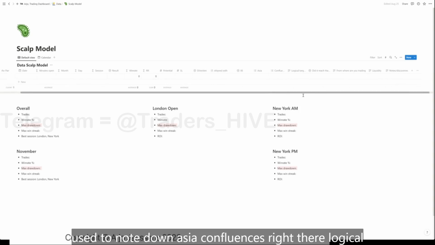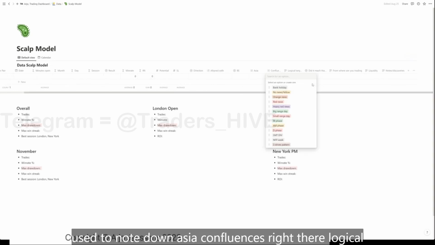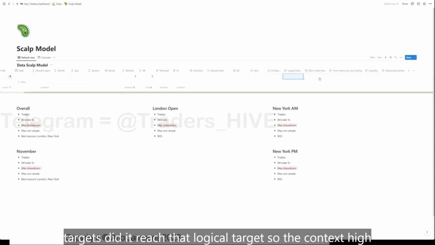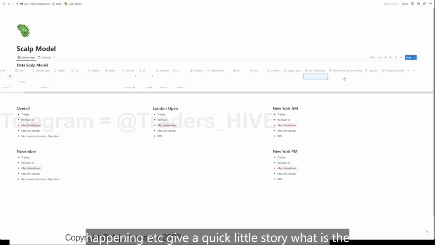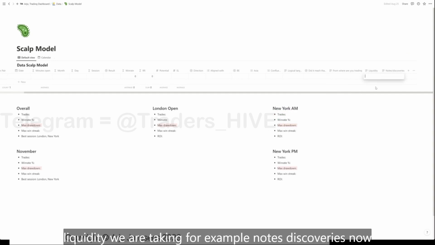Now, this is interesting because this is what I used to do. I used to note down Asia, confluences, logical targets. Did it reach that logical target? The context, high or low, for example: from where are you trading? What is happening, etc.? Give a quick little story. What is the liquidity we are taking, for example, nodes, discoveries.